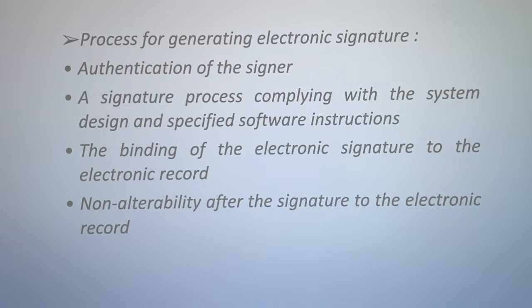The electronic signature process includes authentication, execution, linking of signature to record, and prevention of alteration after signing. Electronic signatures must be permanently linked to records and must prevent copying or falsification.